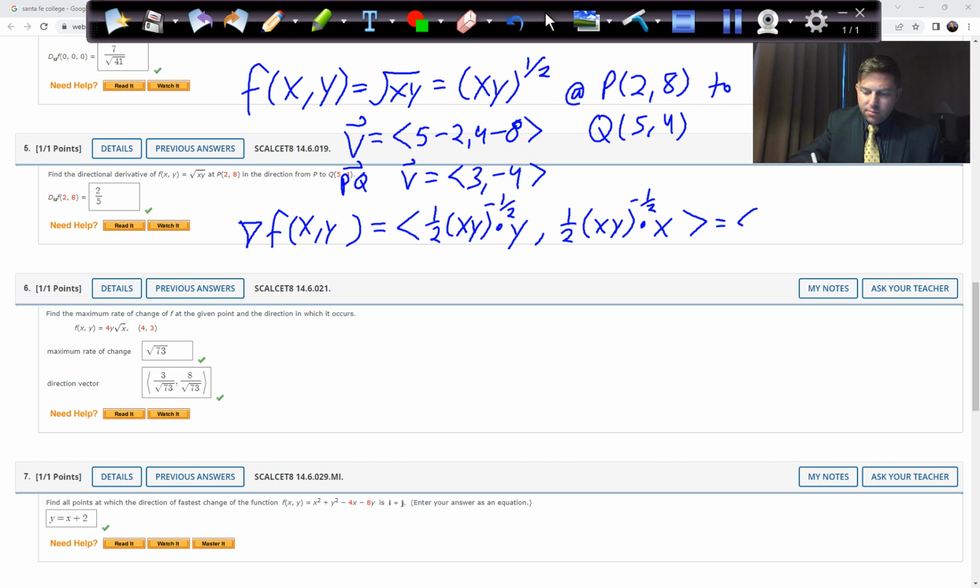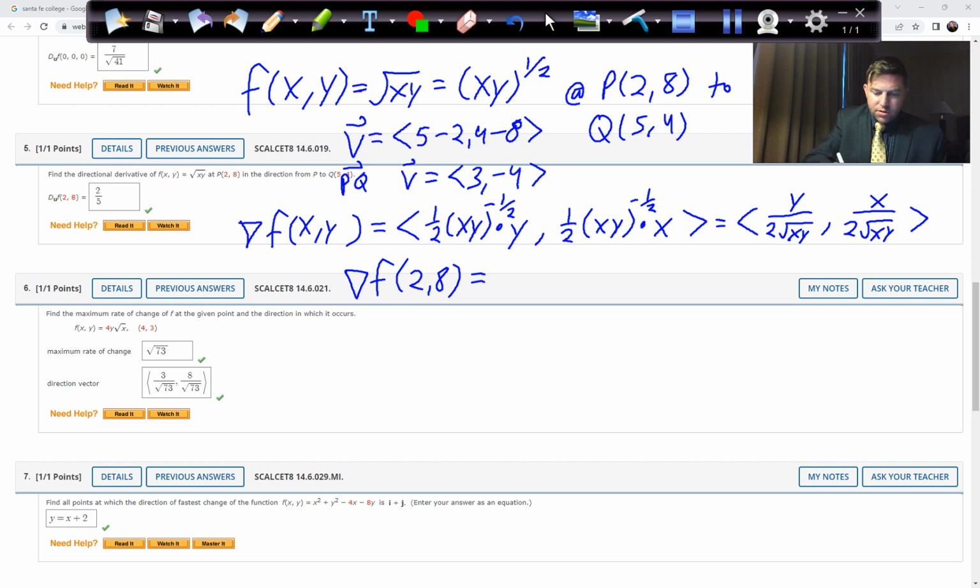Maybe not. Let me write it. Maybe it's a little clearer to write it like this. So this would be y over 2 square root xy. And this would be x over 2 square root xy. Okay, but now we're going to plug in our numbers. So this is at the point 2, 8. So this would be equal to y is 8 over 2 times the square root of 2 times 8. And this is x is 2 over 2 square root of 2 times 8.